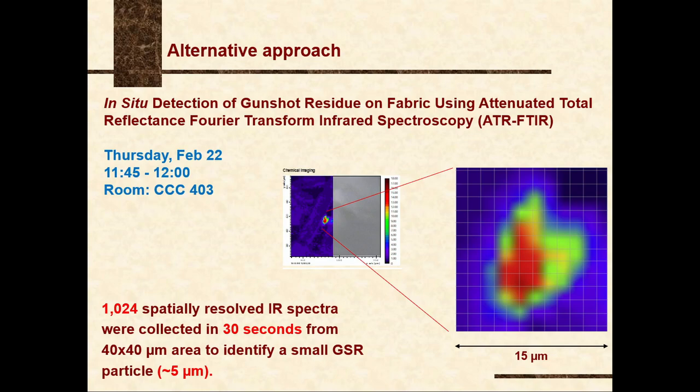The instrument allows to get in 30 seconds over 1,000 spectra from different spots on the area of 40 by 40 micron. And on this figure, you can see a gunshot residue particle of 5 micron size. It turned out that it's inorganic, and we get full chemical characterization of this particle from a 30-second examination. So I think we have a great potential here.